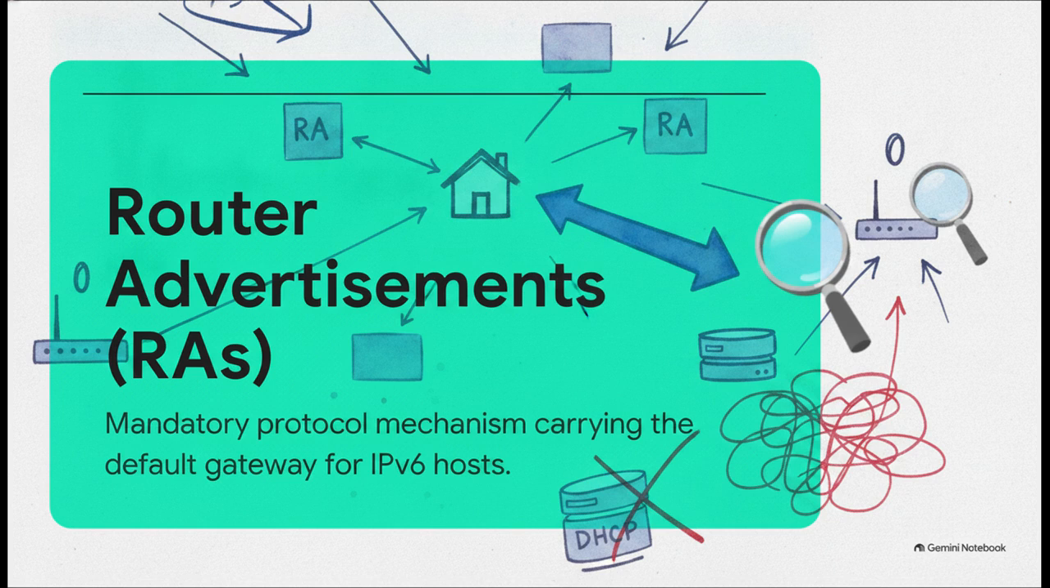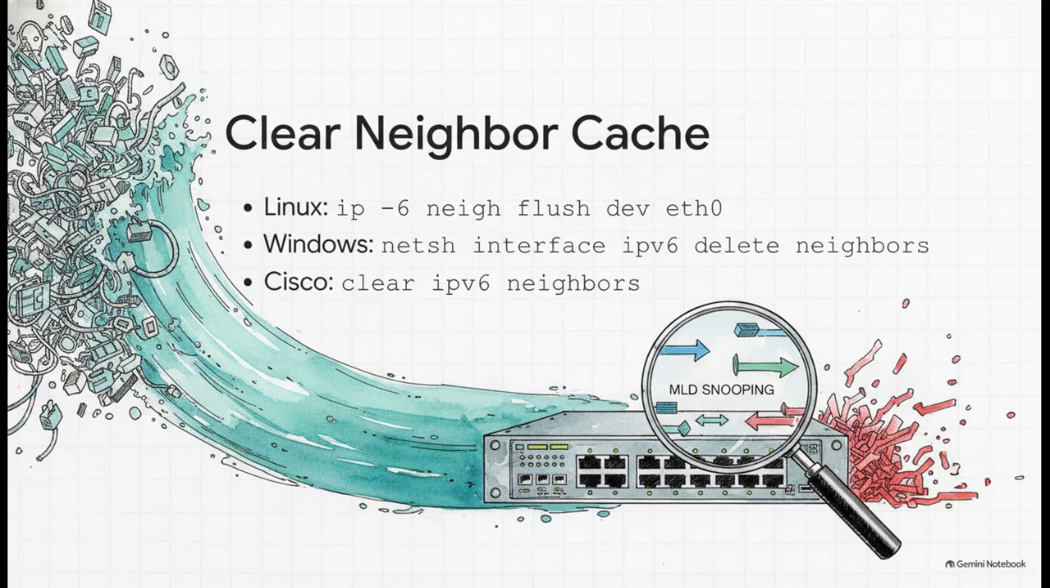Oh, and here's a quick pro tip. If a router sends out an RA with a lifetime of 0, it is explicitly telling hosts, hey, stop using me as a gateway. Now, to find local peers, IPv6 relies on the Neighbor Discovery Protocol, or NDP. NDP completely replaces our old buddy ARP. But just like ARP, sometimes that cache gets stale and you've got to flush it out.